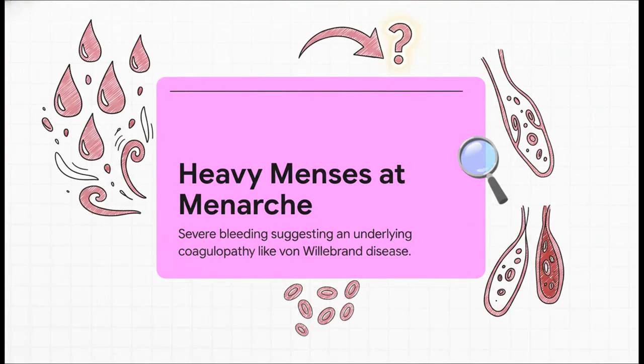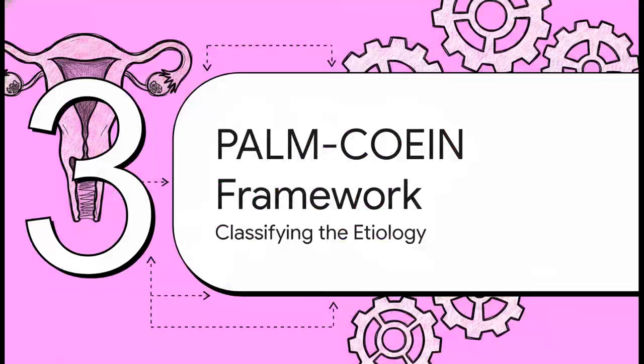And here is exactly why we have to rule out other things first. If an adolescent presents with extremely heavy bleeding right from their very first period, especially if it's severe enough to require hospitalization or a blood transfusion, you must immediately suspect a bleeding disorder. Honestly, up to 20 to 60% of adolescents seen in multidisciplinary clinics for heavy menstrual bleeding actually have an underlying coagulopathy. And the most common culprit? Von Willebrand disease.